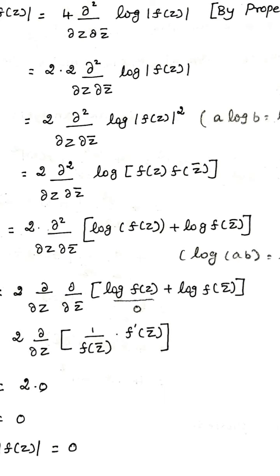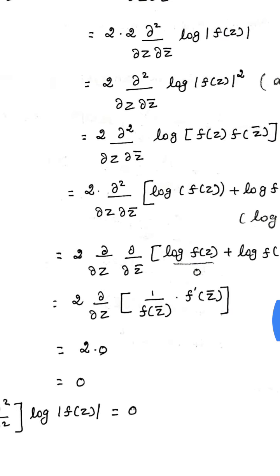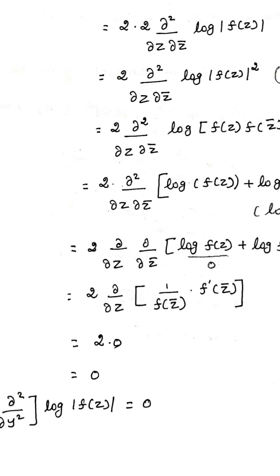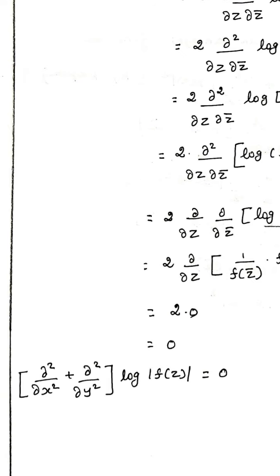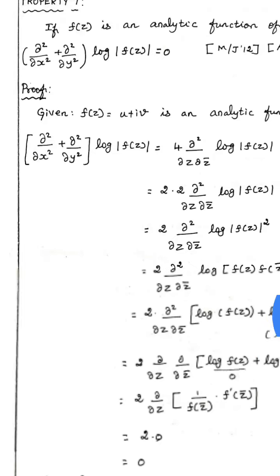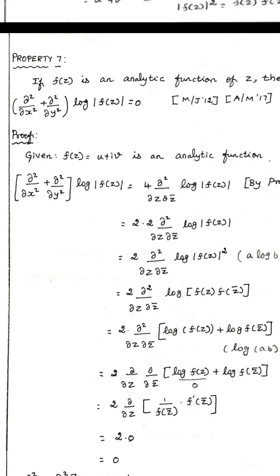You are going to differentiate this one with respect to the z variable. But inside, all the terms contain z̄. So obviously the full term we have to consider as constant. If you differentiate any constant, what answer you will get? 0. So 2 into 0 is nothing but 0. So hence we proved that ∂²/∂x² + ∂²/∂y² of log of modulus of f(z) is equal to 0. Okay, this is also a very important property. See, it is asked twice in exams.